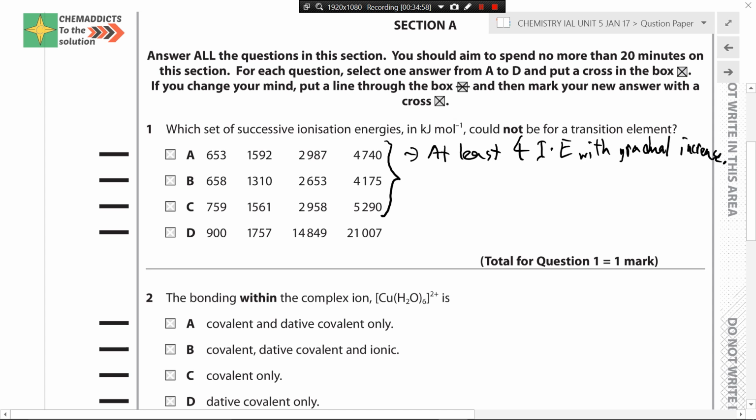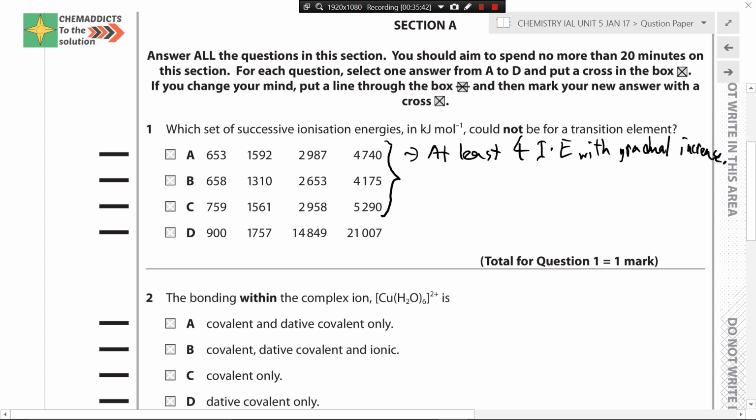So these first 3 have ionization energy with gradual increase. Here there is not much difference. Here there is not much difference. Here we have not much difference. So by this we can conclude that the electrons are being removed from 4s and 3d subshells. Okay, so this is how it goes. Since they have a linear increase in ionization energy, these three are transition elements, or these are the set of successive ionization energies for a transition element.